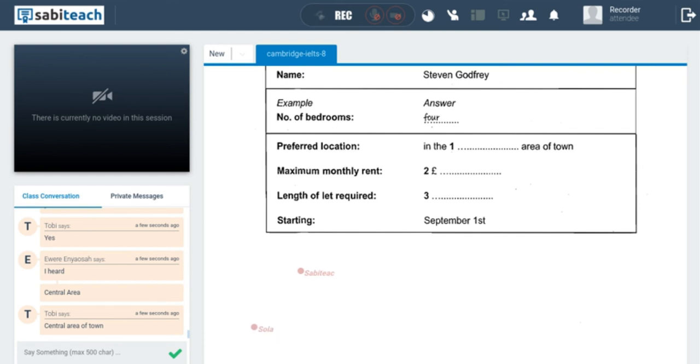Okay, now, the first person said the answer to question 1 is central area. That's wrong. The answer is central. The question says preferred location, in the dash area. You already have area as part of the question, so you already have area of town. So you don't put area. You just put central. Okay, good.